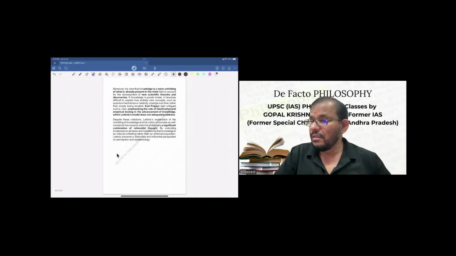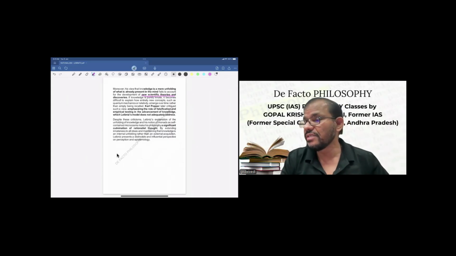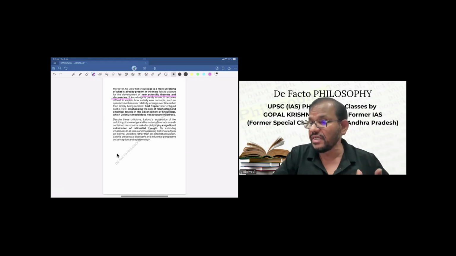Then his view that knowledge is a mere unfolding of what is already present in the mind fails to account for development in new scientific theories and discoveries. So his theory of perception does not get much support from new scientific theories and discoveries either. If knowledge is purely innate, it becomes difficult to explain how entirely new concepts such as quantum mechanics or relativity emerge over time rather than simply being recalled. So this is how new inventions or new discoveries come up rather than being recalled, if all knowledge should be available in the mind itself.